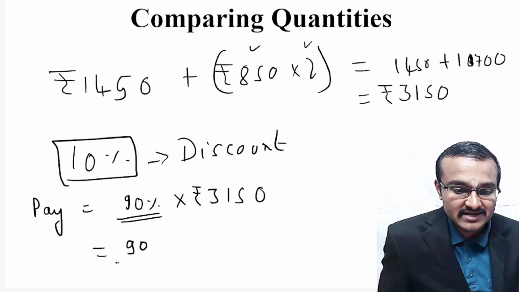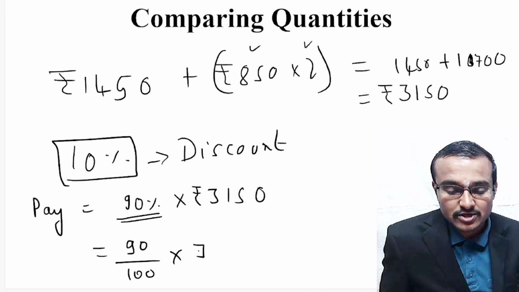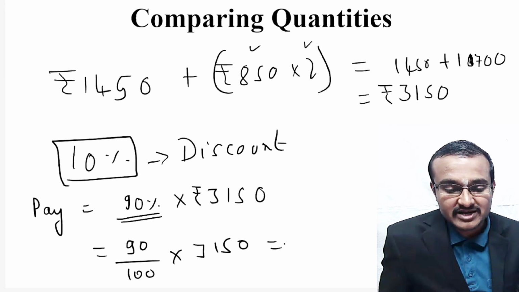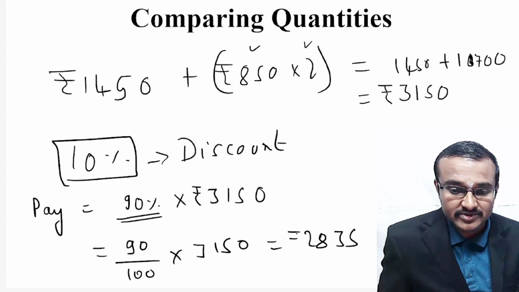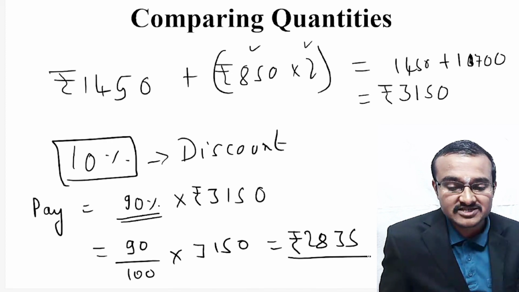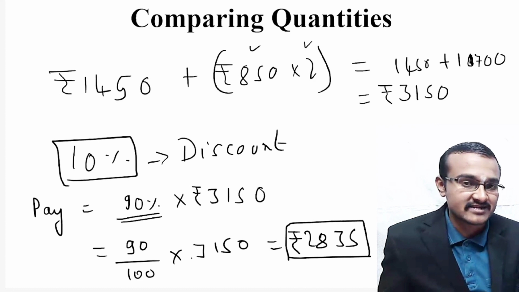So 90% is 90 by 100 into 3150. What is 90 by 100 into 3150? It will be 2835 rupees. So the total amount which he should pay is 2835 rupees.